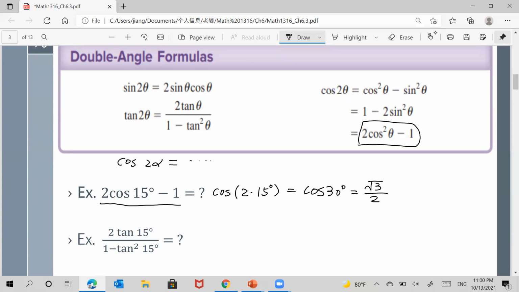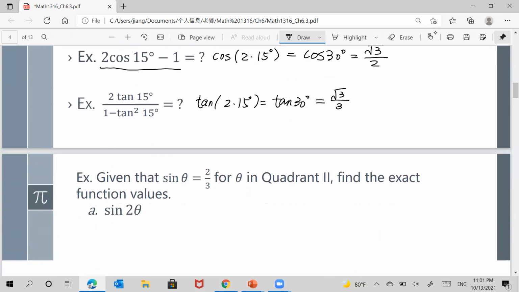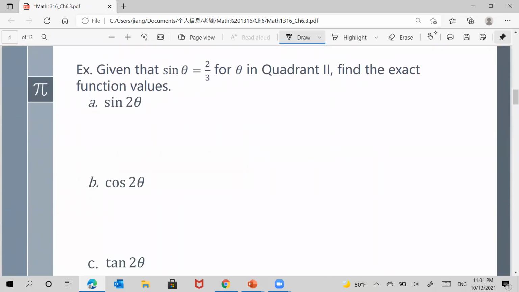How about the second one? Second example. This is about tangent. So 2 times tangent theta over 1 minus tangent theta squared. This is 2 times tangent 15 divided by 1 minus tangent 15 squared. So that's tangent 2 times 15 degrees, which is tangent 30 degrees. So what is that? That's square root 3 over 3.